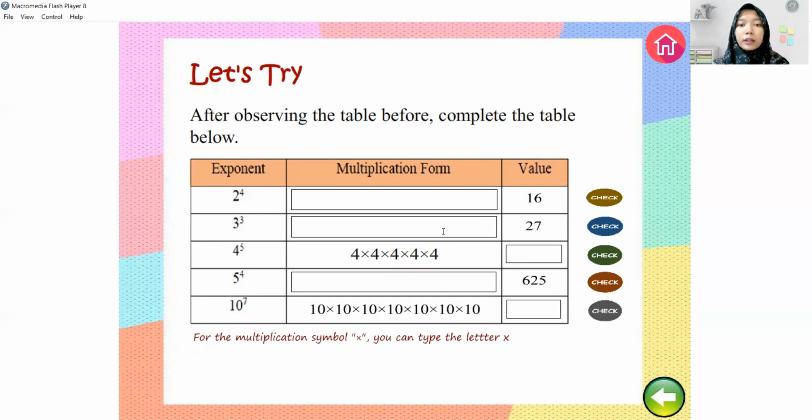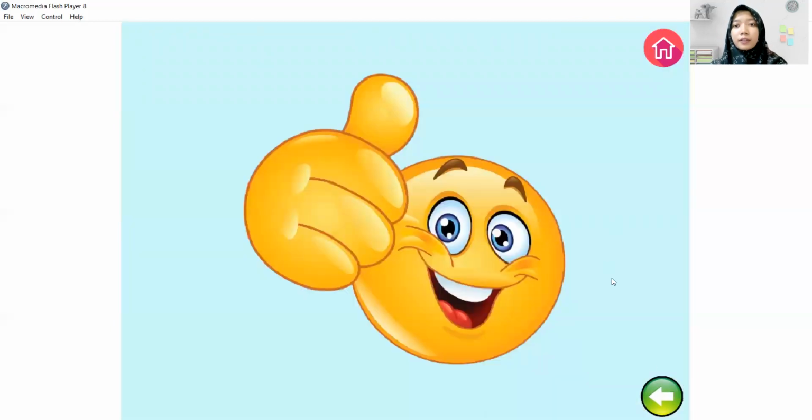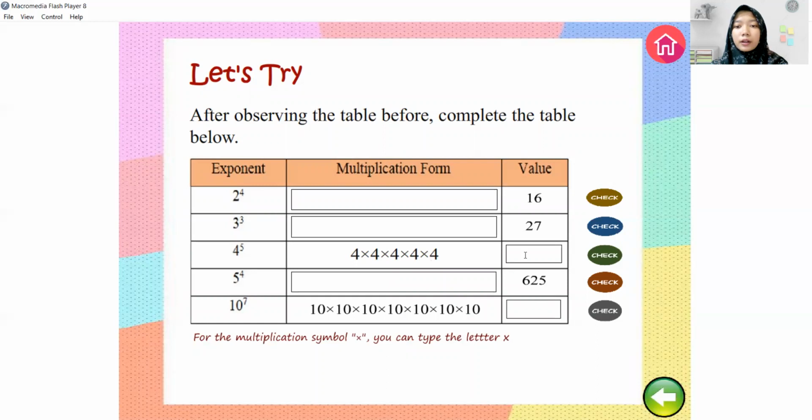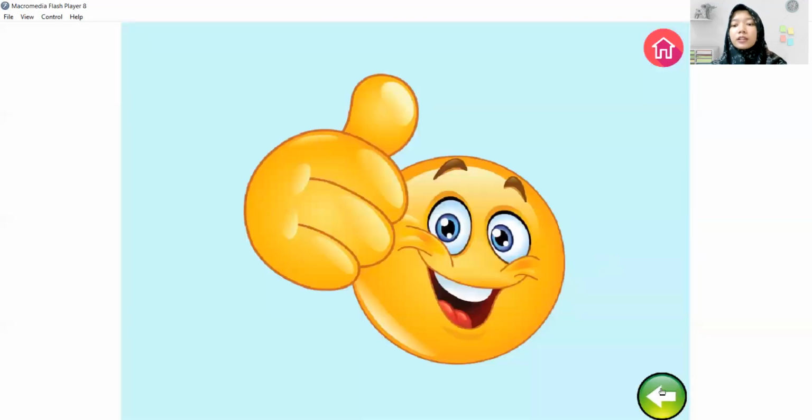Then students can go next for the next question, 3 to the power of 3. 3 times 3 times 3. And students can check. That's true. Then back, students can input the answer. 4 to the power of 5 is 1024. Students can check. This is true.